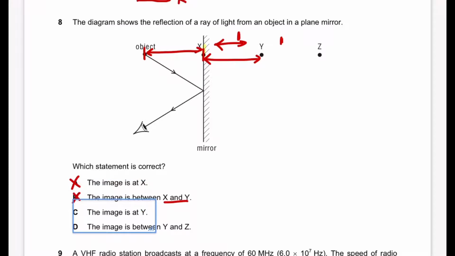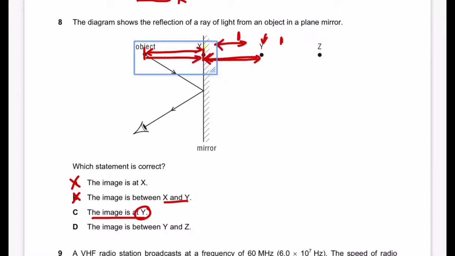Option C, the image is at Y. This is what we're looking for because the image is exactly at the same distance from the mirror surface as the distance between the object and the mirror surface. C is the correct answer.